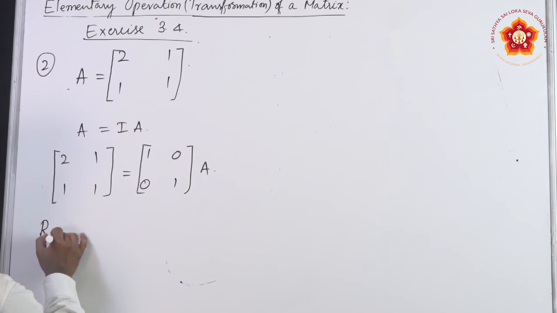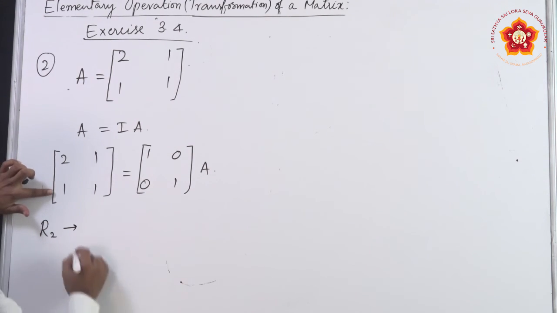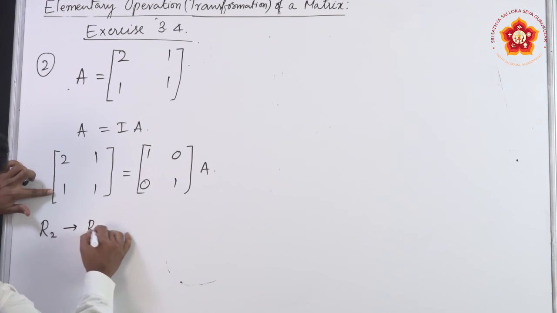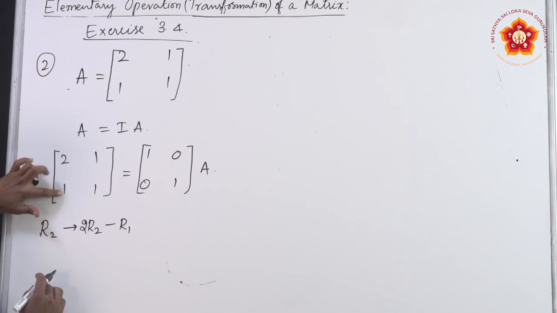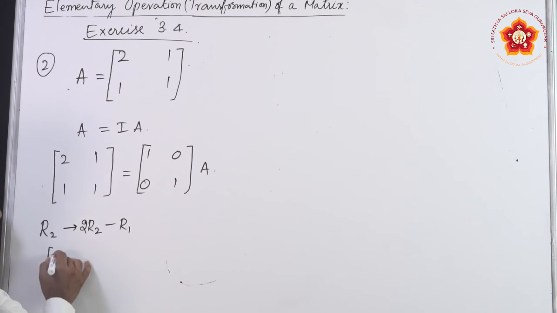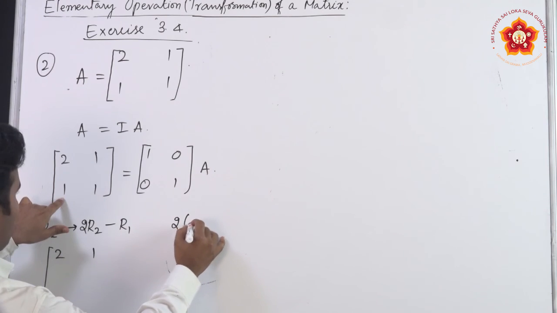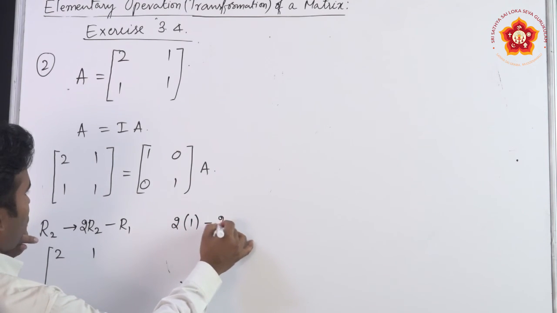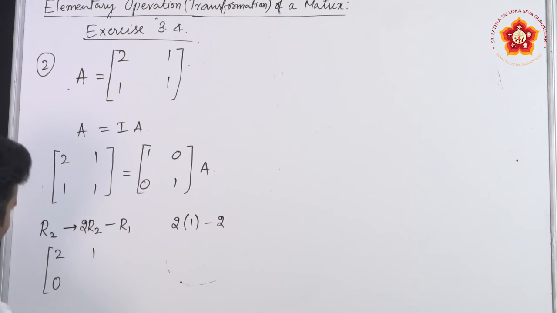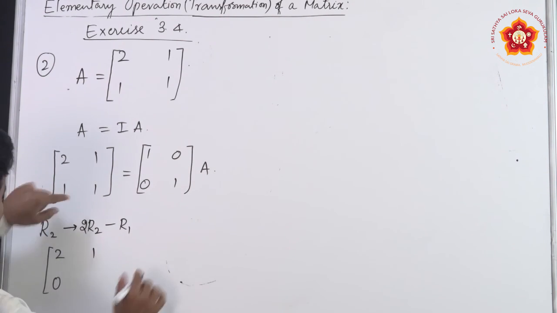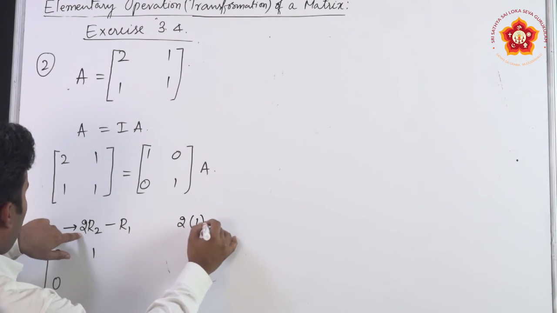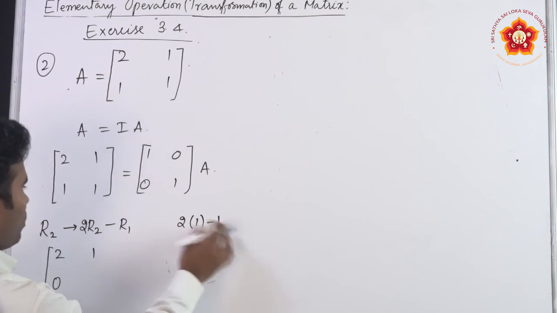Now I am going to apply for row 2: R2 becomes 2 times R2 minus R1. Understand, this is 1 and this is 2. If you subtract, this will get 0 with the multiplying of 2 for R2. R1 is as it is, that is 2 1, and for R2, 2 times R2 is 1 minus the corresponding element 2. So 2 minus 2 gives 0. The next element is 2 times R2, 2 times 1, minus what is R1 here? 1. So 2 minus 1 is 1.